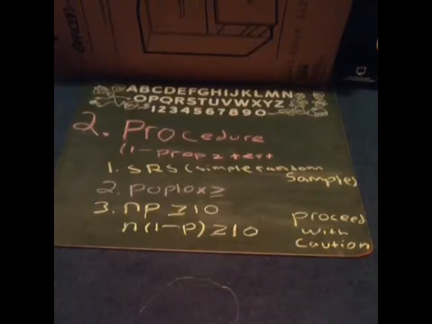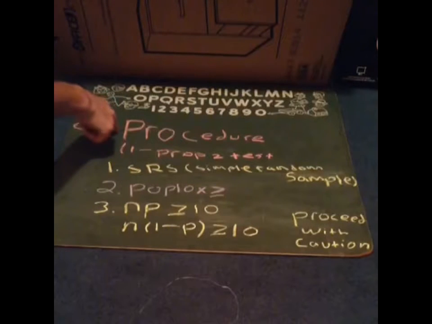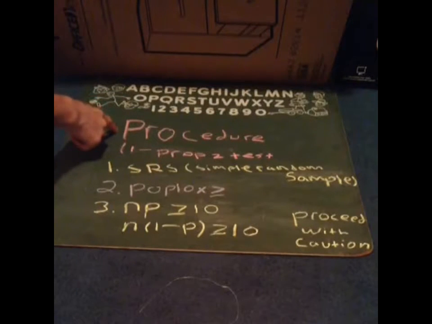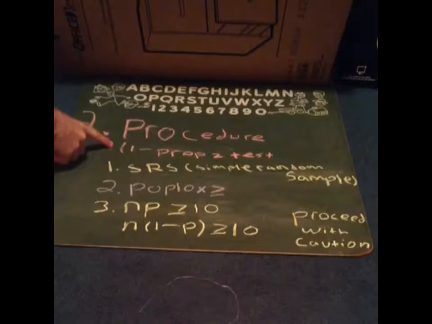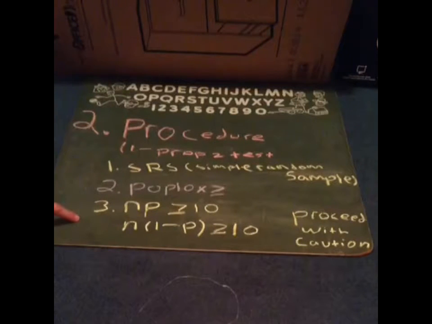Hang in there. Step 2 is used to select the correct procedure to use for the test and to verify that the questions meet the conditions to carry out the test. In this show, we will stick with the one proportion z-test. There are three required conditions for the one proportion z-test.